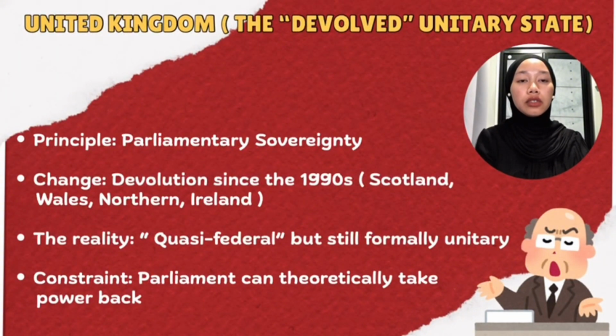The United Kingdom is the opposite case. Historically, it is a unitary state where parliament holds ultimate power. But since the late 90s, the United Kingdom has undergone a massive change through devolution, creating regional legislatures for Scotland, Wales, and Northern Ireland. Some call this a quasi-federal system. However, there is a catch because it is not a true federation. The United Kingdom Parliament can, at least in theory, reject or take back its powers.